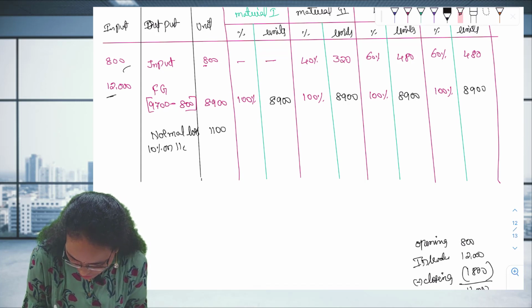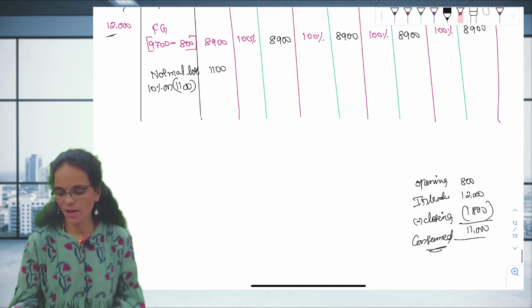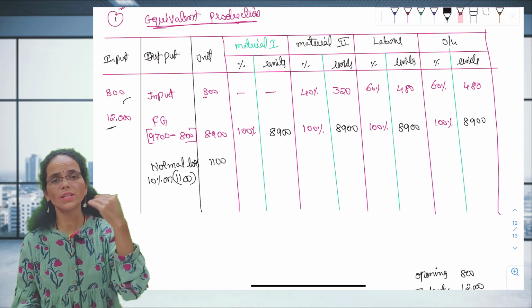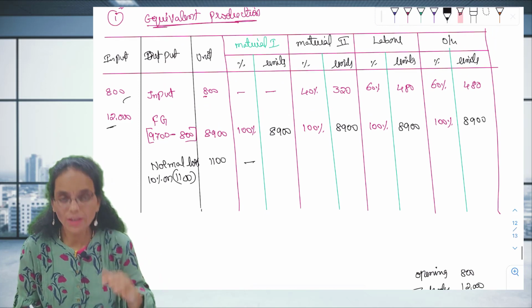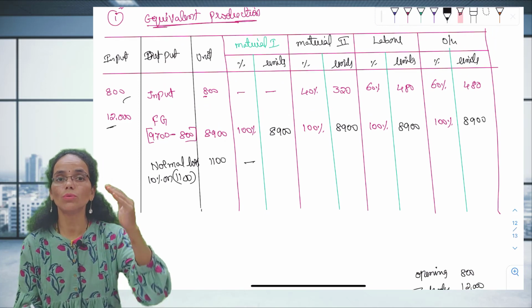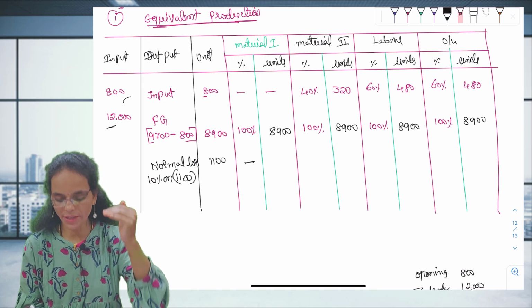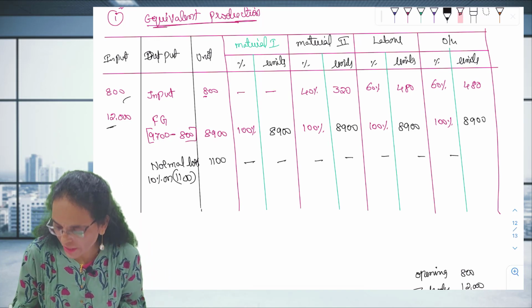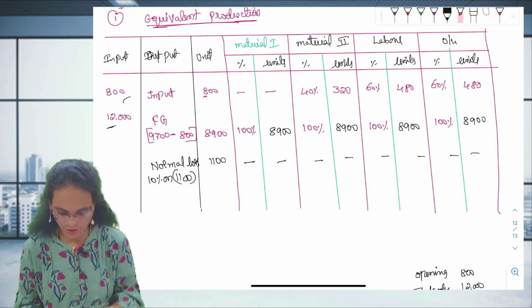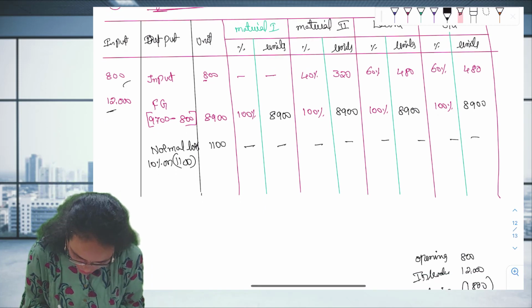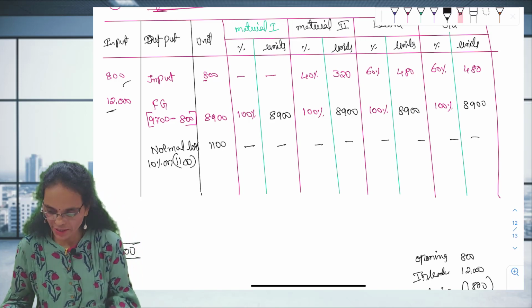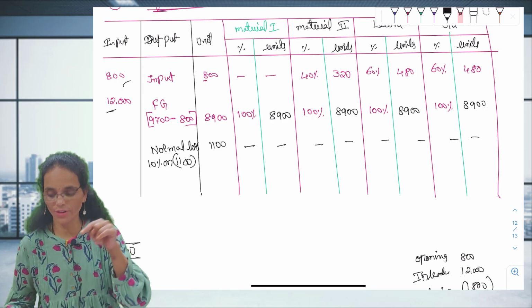10% on 11,000, that gives 1,100. For the normal loss, everything is nil: material 1, material 2, direct expenses and overheads also. So don't allocate any equivalent production units. See how many units you introduced actually? 12,800 units you introduced. But how many units did we get? 800 is the opening one, 8,900 finished stock.